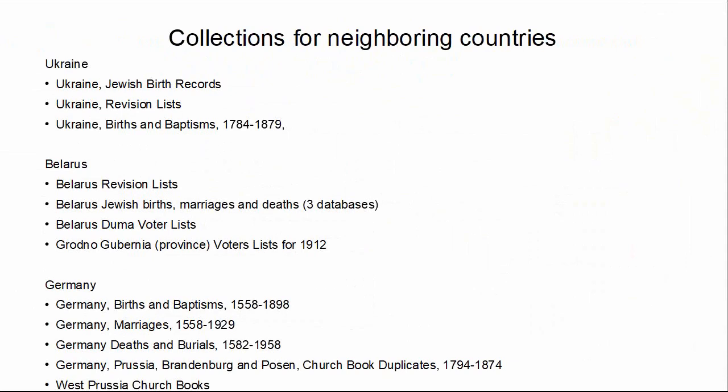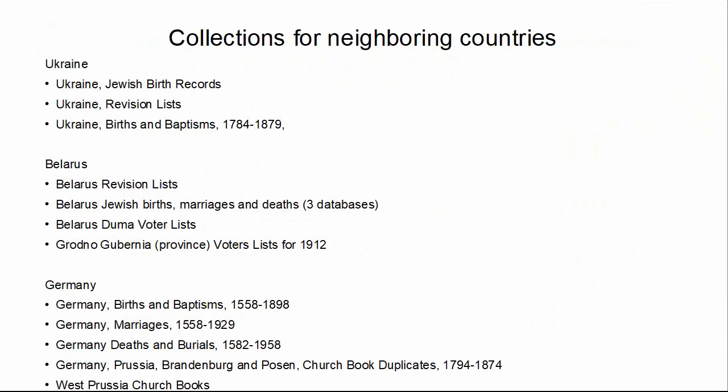For Belarus, we have, for example, Belarus revision list, so the same kind of census. There are mostly Jewish entries in this database. Again, a very large database of Jewish births, marriages, and deaths: 3 different databases containing over 500,000 records together.